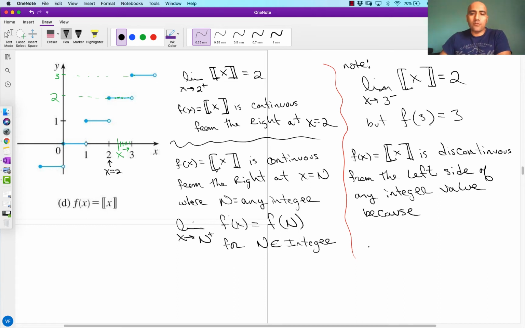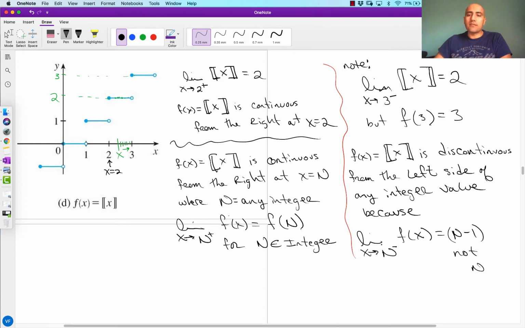So f of x equal to the greatest integer function is discontinuous from the left side of any integer value because the limit as x approaches n from the left-hand side of the greatest integer function is going to be equal to n minus 1, right? Just like we saw in this example, the limit as x approaches 3 from the left-hand side, the result, the limit, headed toward 2, 1 less than that, which is not equal to f of n. It's equal to n minus 1, not n. So the left side limits are not going to exist.